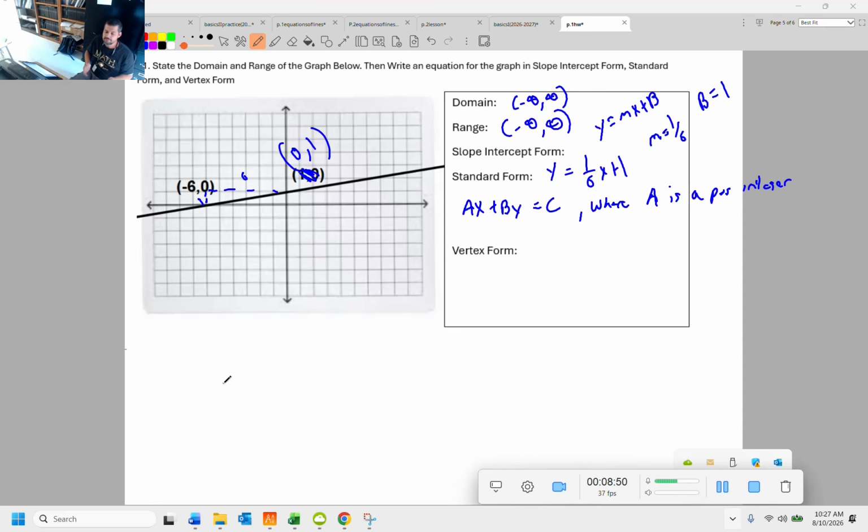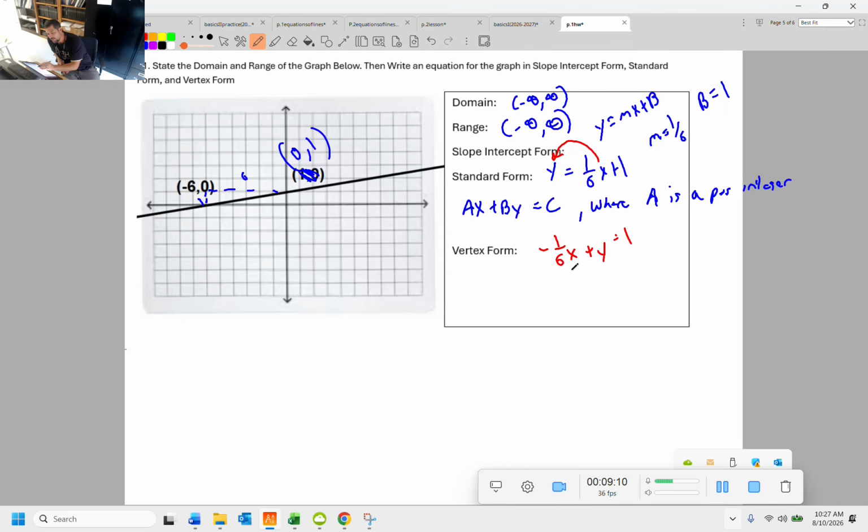So where a is a positive integer. All right, so you'll notice that the x's and the y's are on the left. So the first thing I'm going to do here is shift this over. And you'll notice the x's are in front of the y. That's going to make it -1/6 of x plus that y that's already there equal to 1.